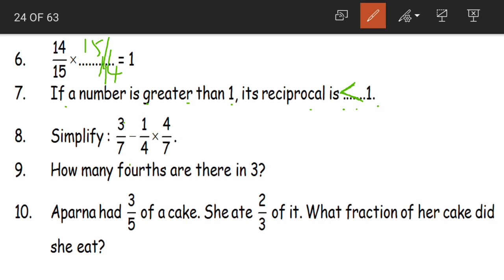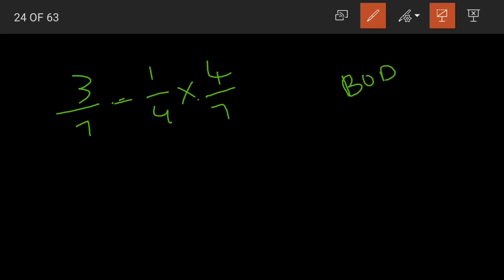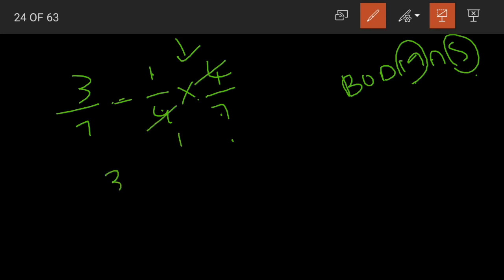Now simplify 3 by 7 minus 1 by 4 into 4 by 7. Now again we have a subtraction and also a multiplication symbol here. What to operate first? Remember the rule, BODMAS. In this, multiplication comes before subtraction. So we'll operate multiplication first. 1 by 4 into 4 by 7. 4 and 4 get cancelled. So we'll be left with 3 by 7 minus 1 by 7. 1 into 1 is 1, divided by 1 into 7, 7.